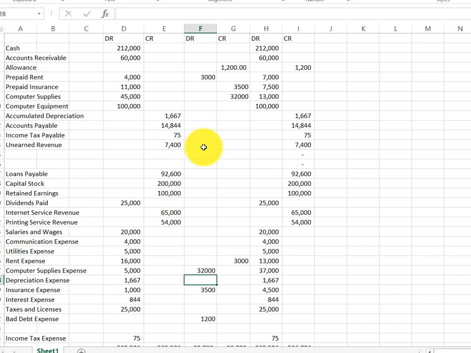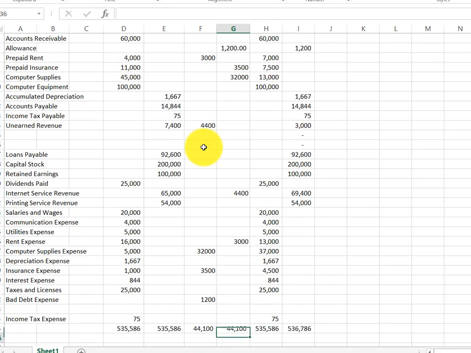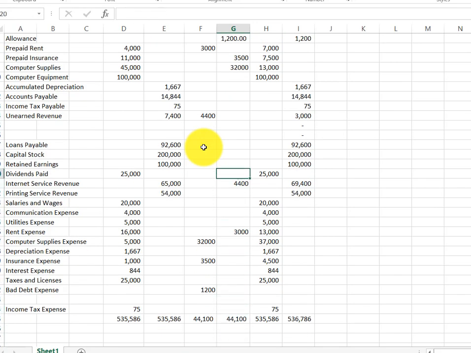That's what we ought to do one way or another. And we look at it and we see that we have unearned revenue left of $3,000. That's how much we have not earned. So we need to debit unearned revenue $4,400 and look up what it is, and we'll say it's internet service revenue, and credit it for $4,400. Now that's the more typical way, but it can go the other way if you had things recorded as earned that aren't.